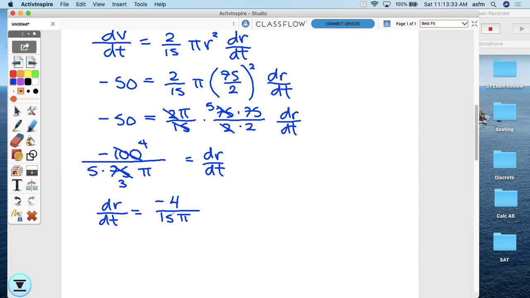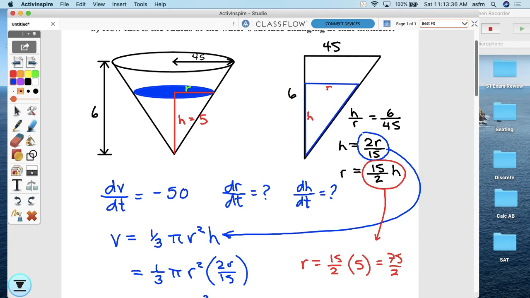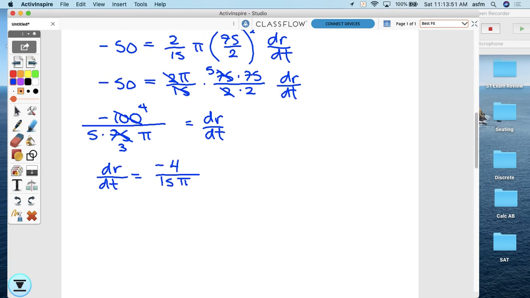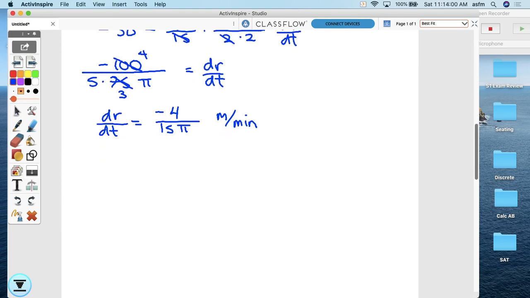And the units here, well, I go back up to the question, and I see that this was all measured, I believe, in meters. Yeah, we're in meters. And so if my heights, my distances are measured in meters, my time is measured in minutes. So this is going to be in meters per minute, which is fine. I think the original question asked us for centimeters per minute. So we would have to multiply that by 100 to go from meters to centimeters. So I can say this is negative 400 over 15 pi centimeters per minute.